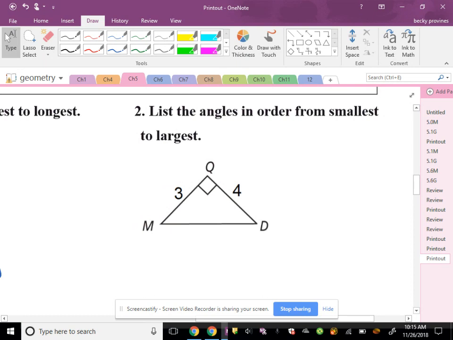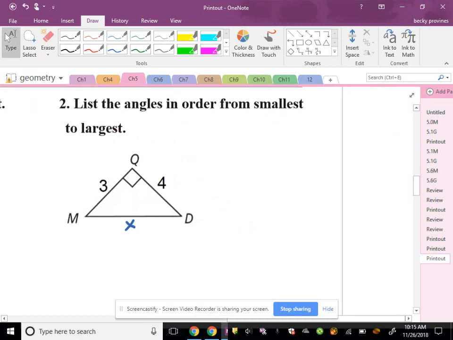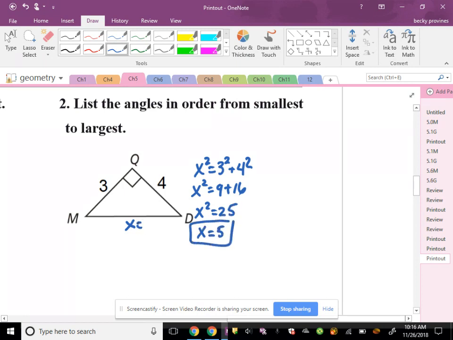Okay, so guys, we have to find the missing side. So how do you find a missing side of a right triangle? We use Pythagorean. So x squared equals 3 squared plus 4 squared. Okay, so that's 9 and 16. So 25. So x is 5. And you probably could have guessed that was the biggest side. So we're going to go from smallest to largest.